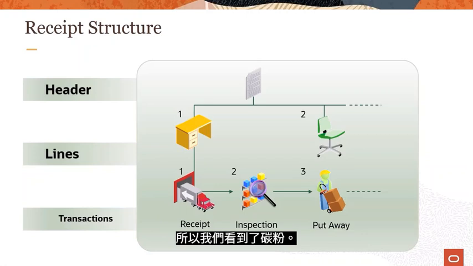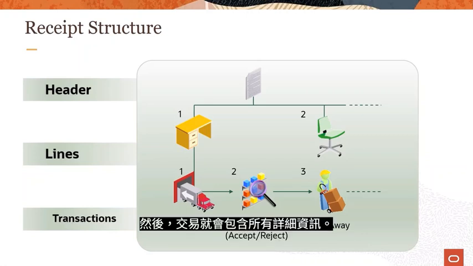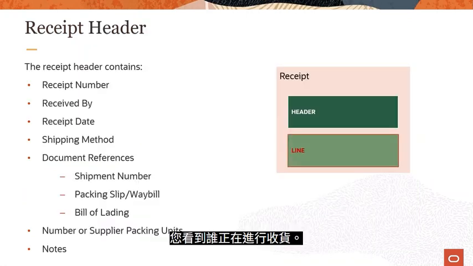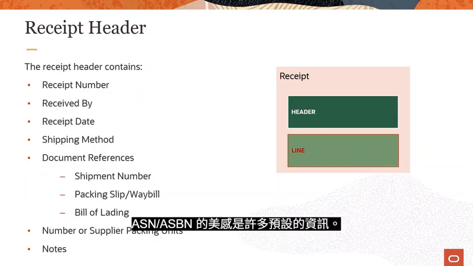So we saw the system generated the receipt number. Who's receiving? That was me. And the receipt date will be on there. And then the rest of it I added. So the shipping method, the beauty of the ASN, ASBN, is a lot of that information defaults in for you. Line level, where all the details are. So the quantity, unit of measure, item description, destination type. Again, it has the order, the receipt routing. If there was a requester, that'll be on there, where it's going to be delivered to, and a place for notes.